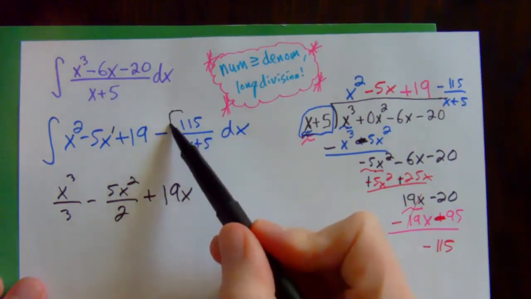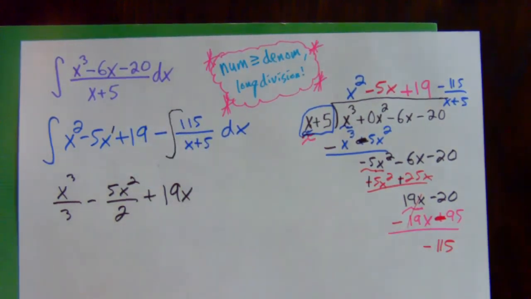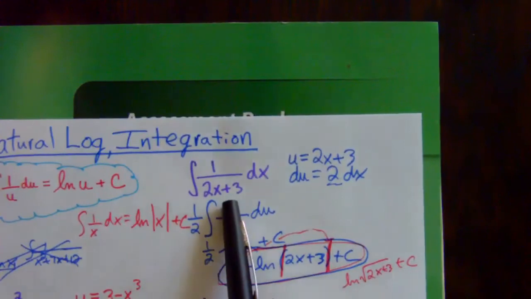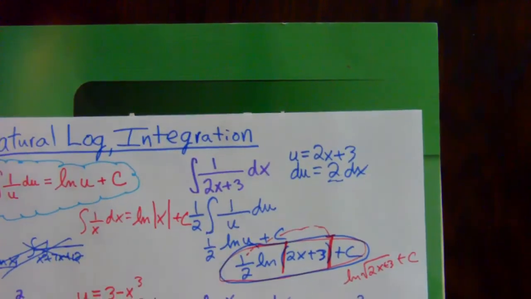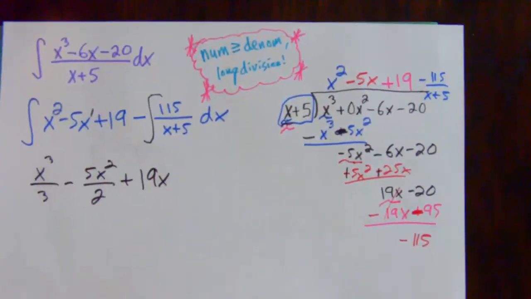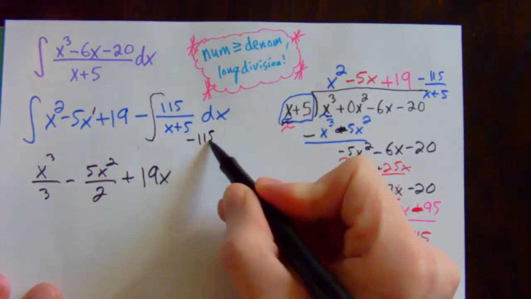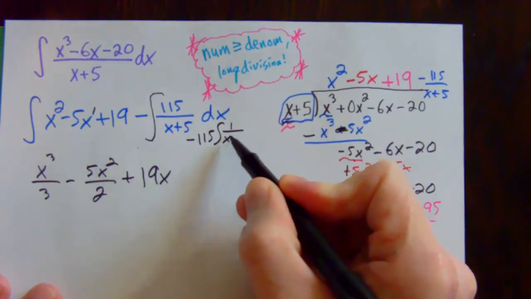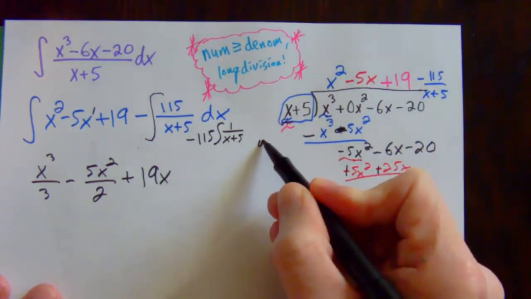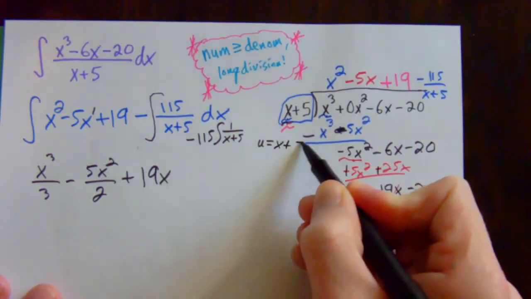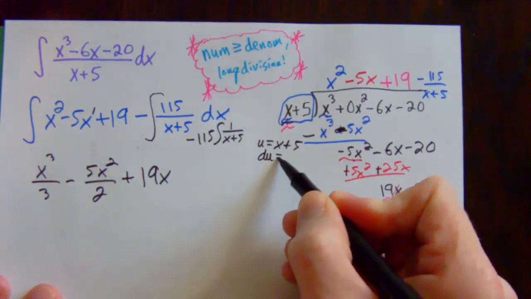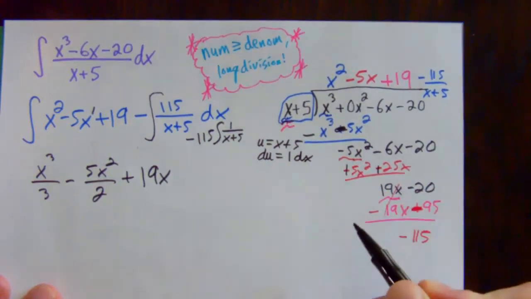And then the integral of this is just like this very first example right here, okay? If I don't have 1 over a single letter, we're gonna need to do the u-du process right there. So technically this is like minus 115 times the integral of 1 over x plus 5. So I'm gonna let the u equal the entire denominator. This time the du is just equal to 1. So there's nothing to balance right there.